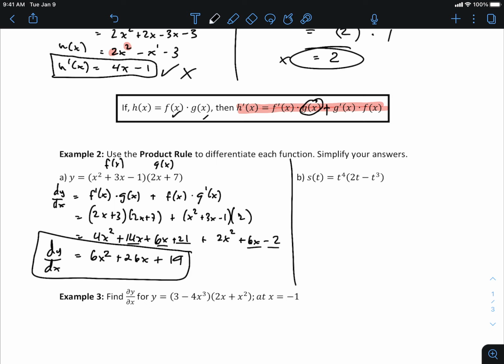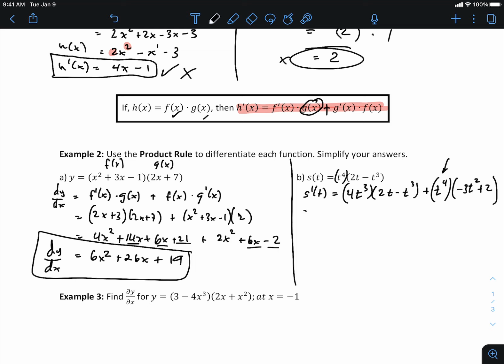Oh, we got two functions here. We have t to the 4 and 2t minus t cubed, right? So we can say, okay, well, s prime of t, that's going to be the derivative of the first one, so 4t cubed multiplied by 2t minus t cubed. And then we need to add the derivative of the second one multiplied by the original function, right? So we're going to see that it's negative 3t squared plus 2.